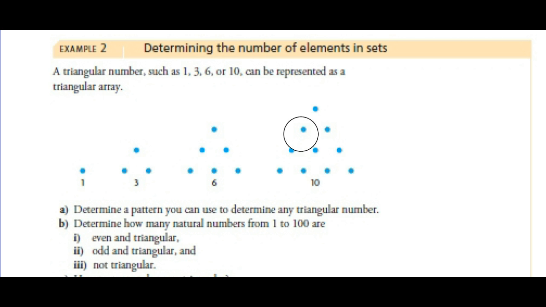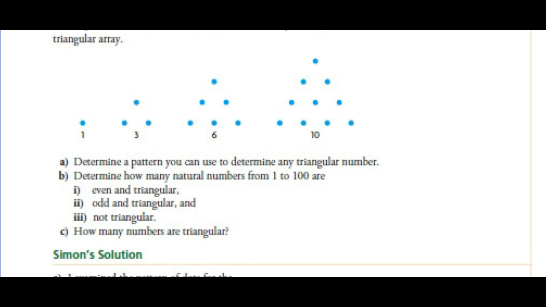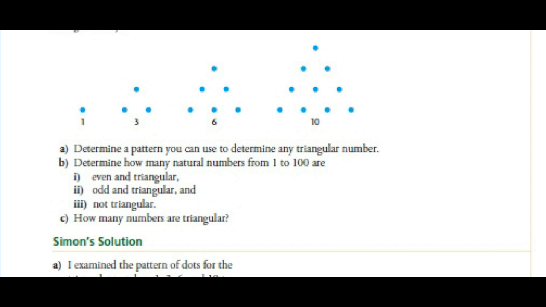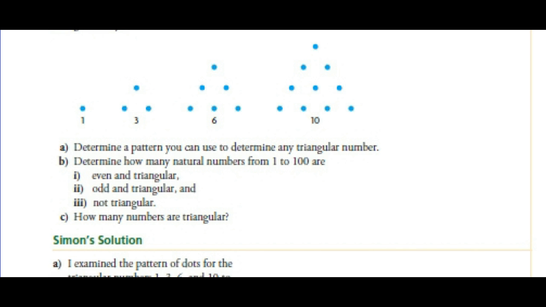Determine a pattern you can use to determine any triangular number. Determine how many natural numbers from 1 to 100 are even and triangular, odd and triangular, and not triangular, and how many numbers are triangular.